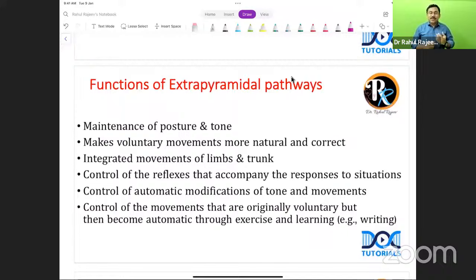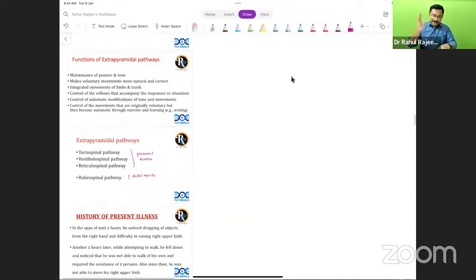Finally, control of movements that are originally voluntary, but then become automatic through exercise and learning, like writing. When my son started learning, initially he would write the word hen, saying H-E-N. But as we all grow up, writing goes on reflexly. What helps us in this? You do not think too much. You just keep on writing, like you're keeping on writing the notes while I am teaching you. So it goes in a smooth, coordinated way. This is again a function of the extrapyramidal pathway. Okay. So these are the functions of the extrapyramidal pathways, right?